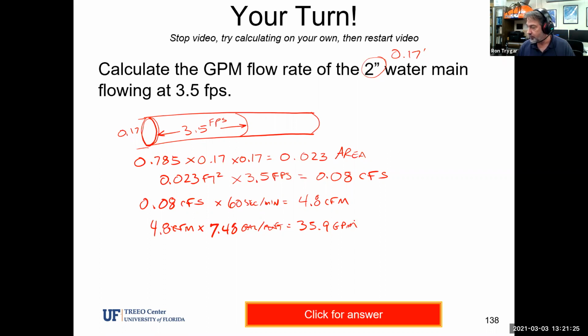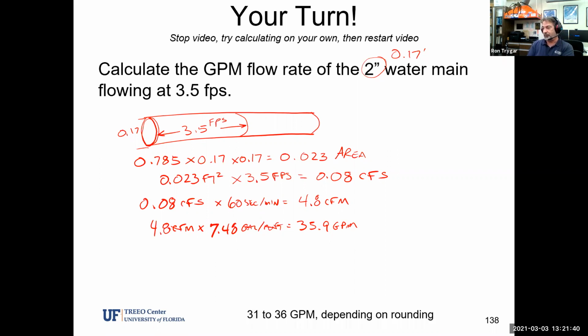My screen got a little messy there. There we go, gallons per minute. So we should end up with 35.9 gallons per minute of water flow through the main if we are a 2-inch main flowing at 3.5 feet per second. Let's see how we did with our answer.